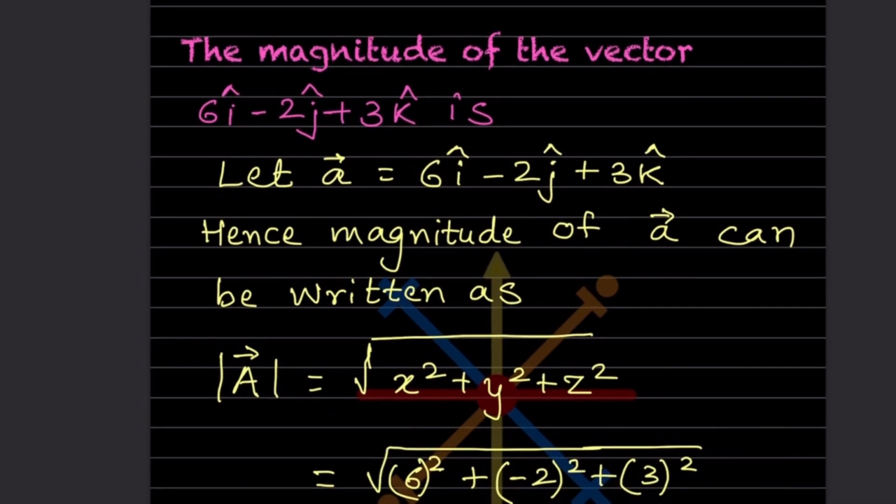So now see here, we can write capital A here. The formula is root of x square plus y square plus z square. So now what we can see, this is x, y and z. So we have to take the square of 6, plus minus 2, along with the sign, minus 2 square, plus 3 square.